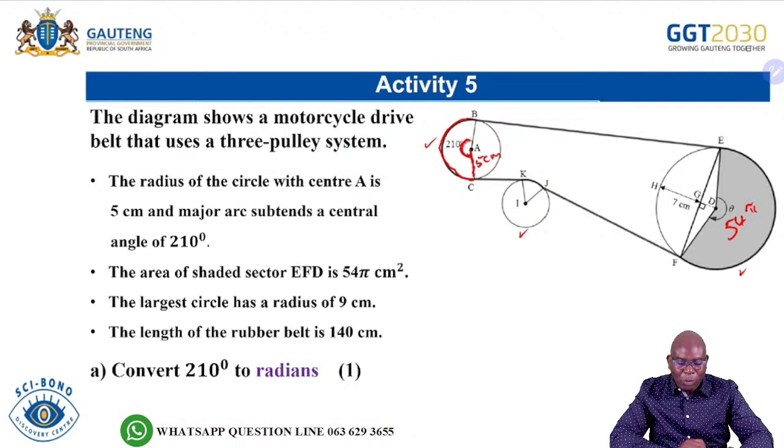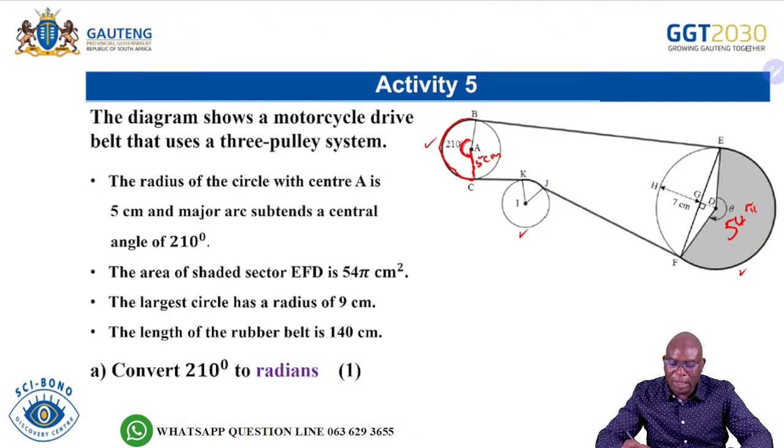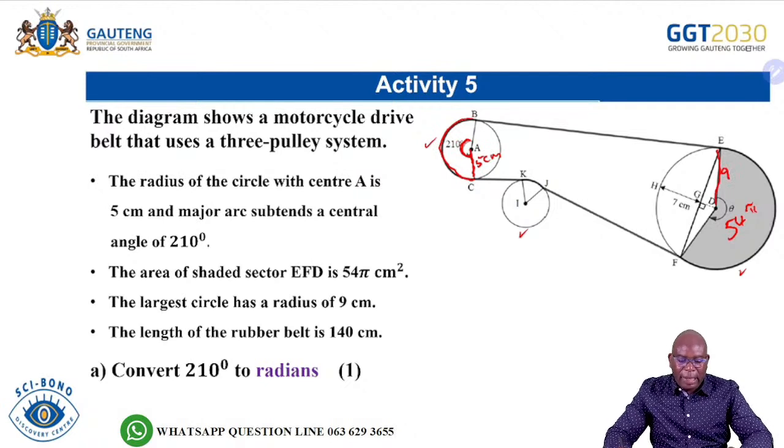Okay. The largest circle has got a radius of 9. So in other words, the largest circle is this one, so it's got a radius of 9. So the radius there is given as 9. The length of the rubber belt is 140. So the length of that belt, the whole belt, is 140. From there, remember, this is our belt, so it runs through, it's 140 centimeters.